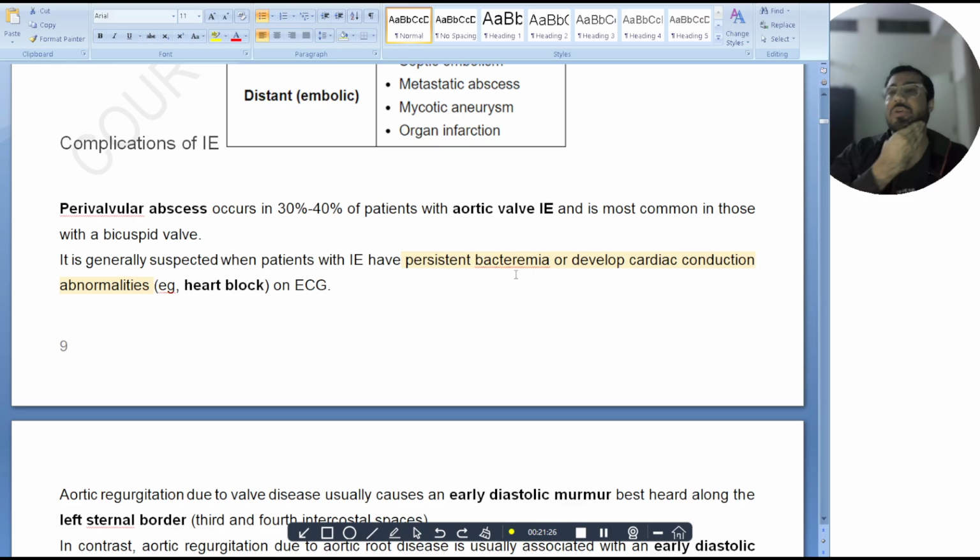So if a patient of infective endocarditis is being given antibiotics and the fever is not settling down, and you do culture the blood and the organism is still being cultured again and again despite high dose antibiotics, what's the reason? An abscess has been formed.